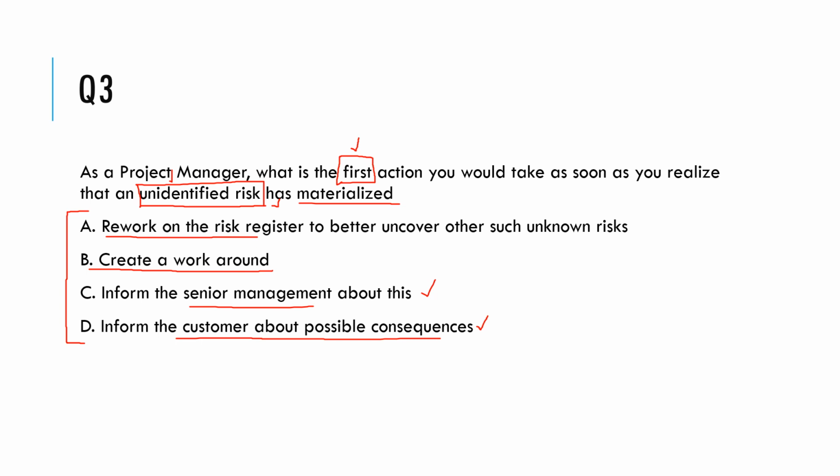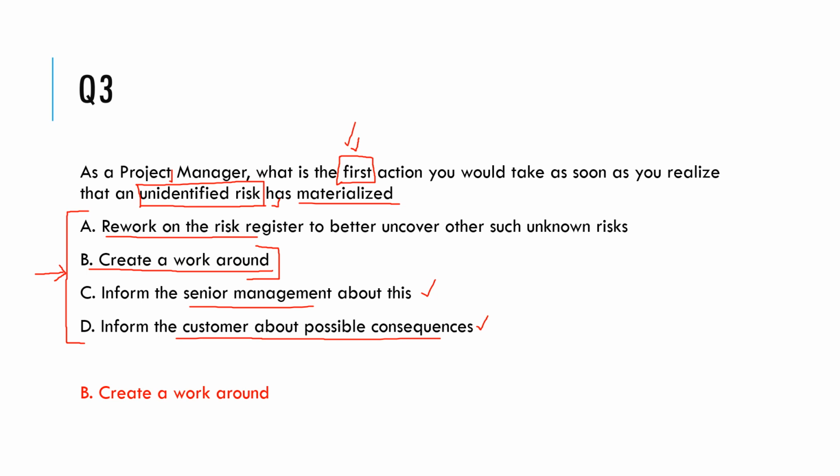So the first thing that you should do here is to create a workaround, because that is your next step when an unidentified risk materializes. So like I said in the beginning, all four are correct options. You should do all four of these if an unidentified risk materializes.